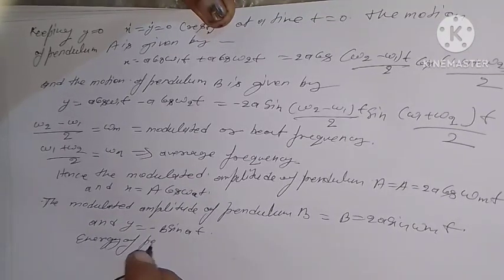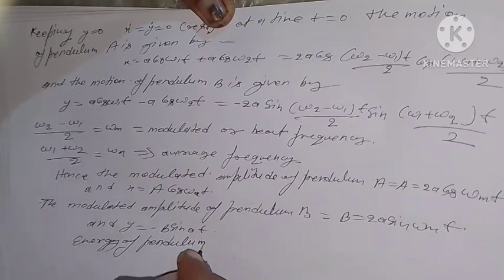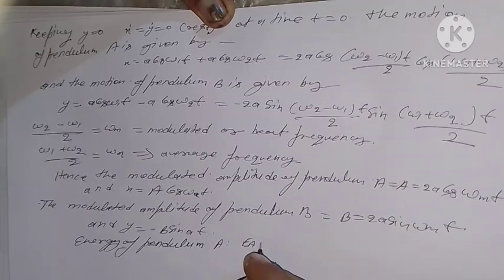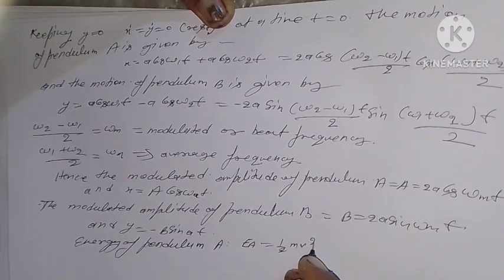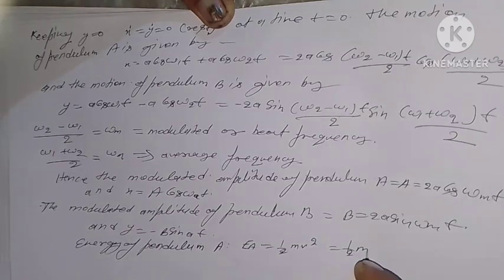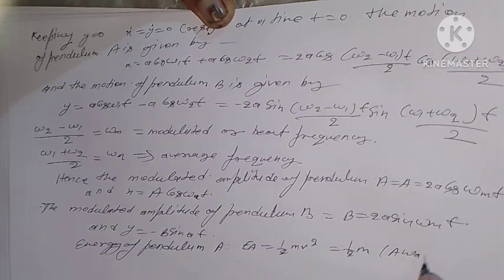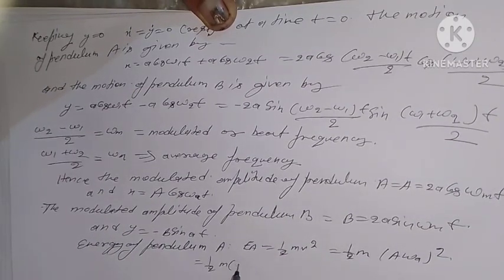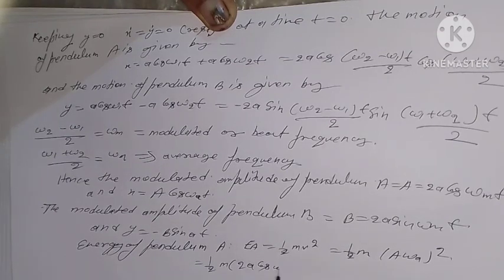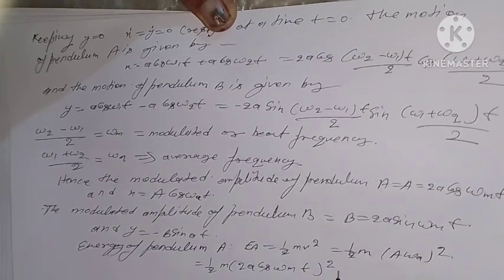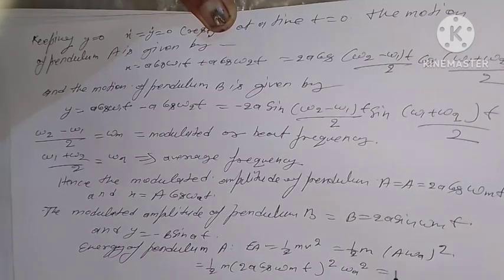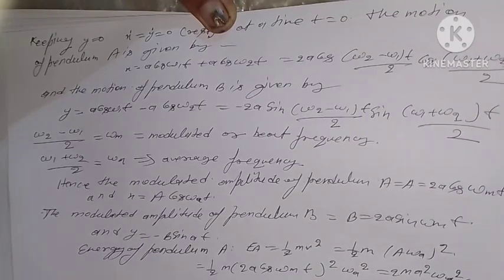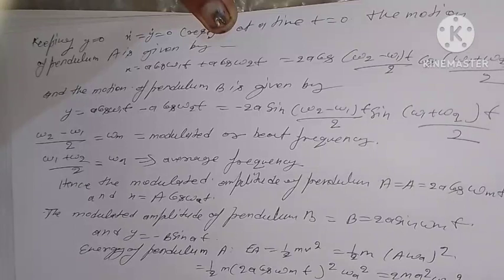Energy of pendulum A: EA equals 1 upon 2 m v square, that is 1 upon 2 m (a omega a) square, equals 1 by 2 m (2a cos omega m t) whole square omega a square, equals 2m a square omega a square cos square omega m t.